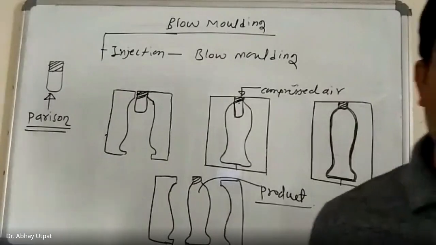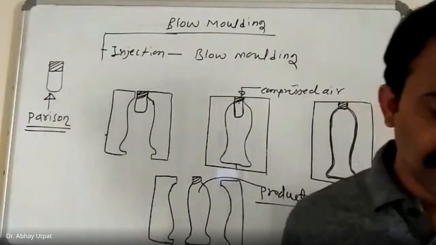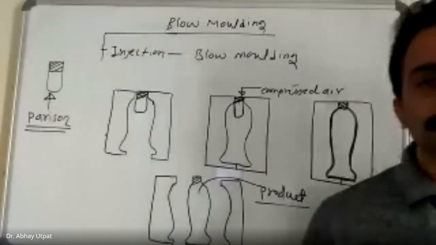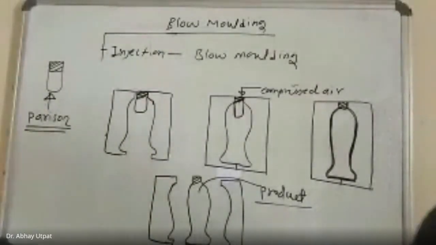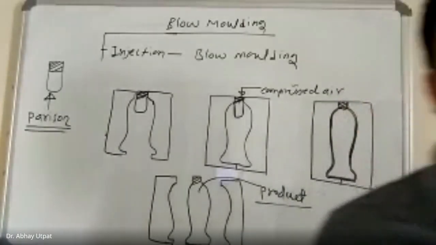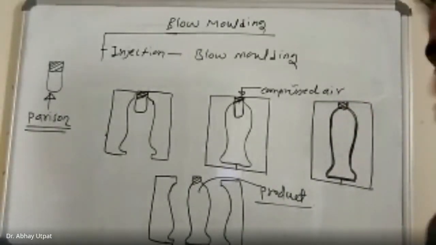And you can make a star and write the statement. Injection blow molding is used for such polymers which are difficult for extrusion.